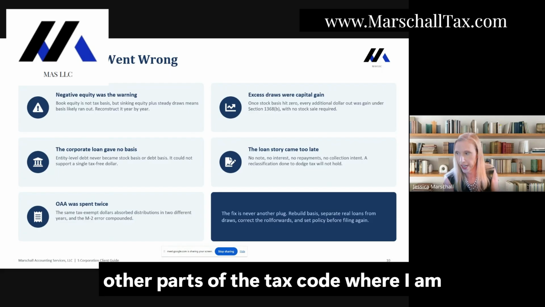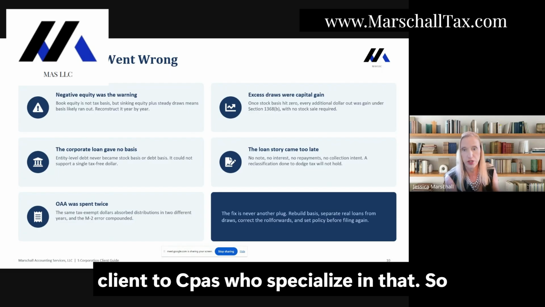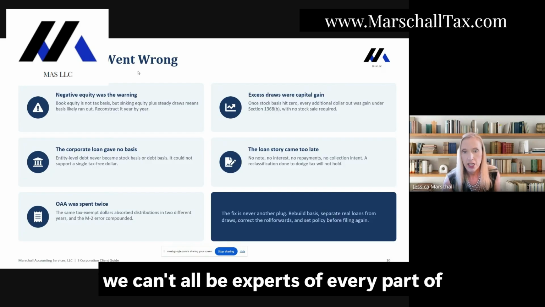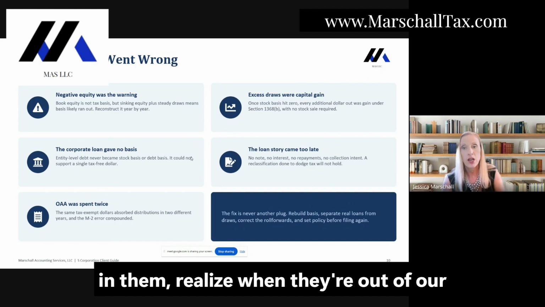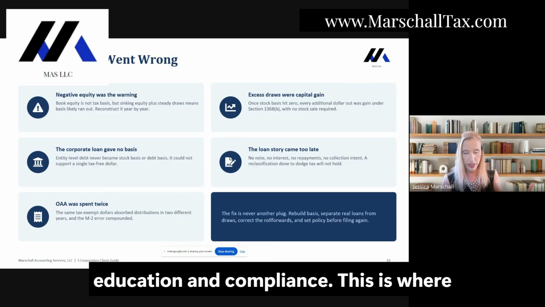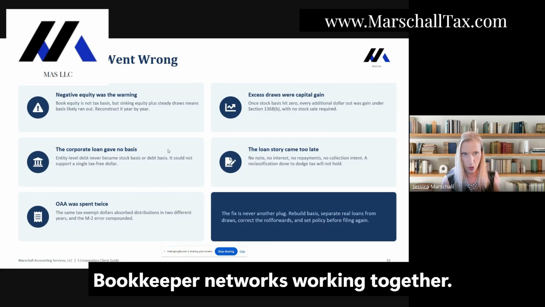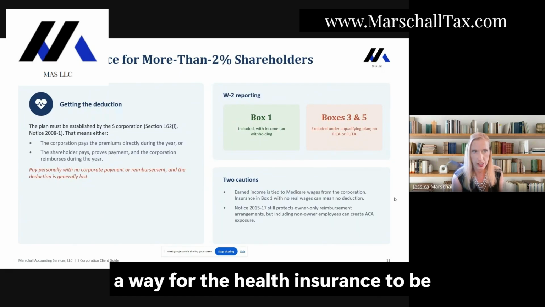There are other parts of the tax code where I am clueless, and I would be referring my client to CPAs who specialize in that. So we can't all be experts of every part of the code. We need to pick our lanes, stay in them, realize when we're out of our lane, and unless we want to do the due diligence of getting the continuing education and compliance, this is where CPA networks become very important, bookkeeper networks working together. Health insurance, very important.